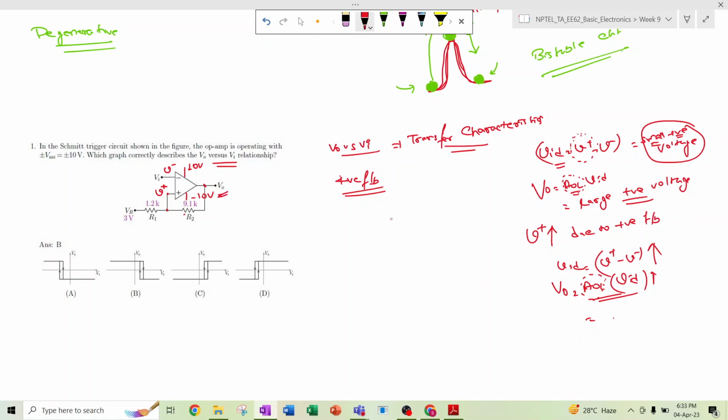But in a practical circuit, VO cannot go to infinite, so VO finally saturates. If we know the transfer characteristics of a basic op amp or ideal op amp, this is VO, this is VI. We have already discussed that VO varies linearly with VI, but after a certain input VI, this VO saturates. And what is the value of the saturation? That is the DC voltage that is applied as a bias to the op amp, right? So this is positive VSAT, plus VSAT, and this is negative VSAT.